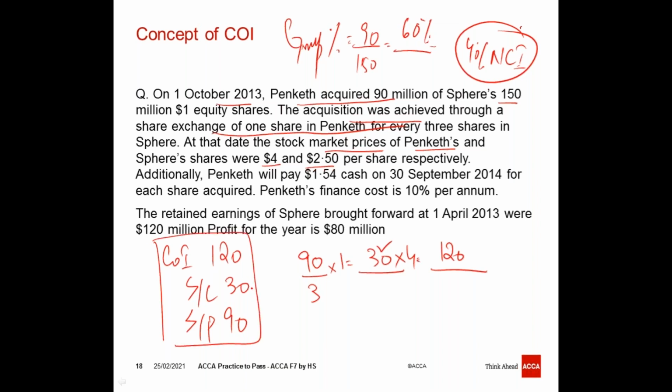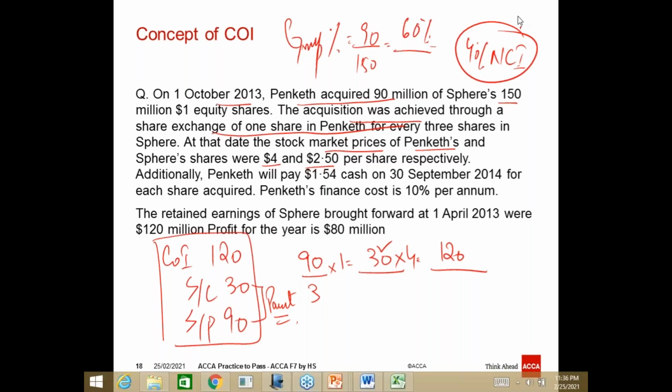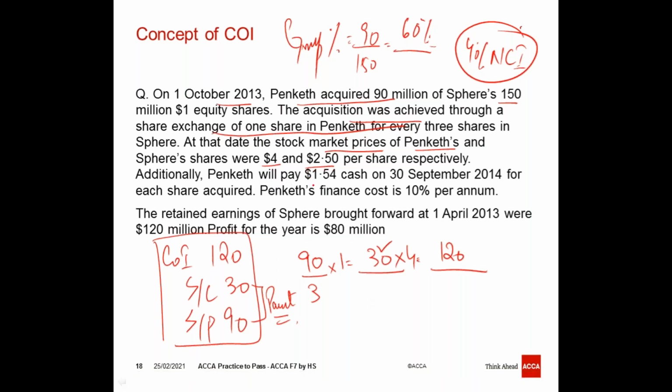So when you are preparing the balance sheet, these two items will be added in the parent company's share capital and share premium, because the parent company has issued the shares against the subsidiary company. Then the company Pentel will pay 1.54 cash for each share acquired. So we are going to acquire 90 million shares and we are paying 1.54 for each share acquired. So what will be the total amount that we are paying? Please calculate the amount. What is the total amount that we are paying on 30th September after 1 year?